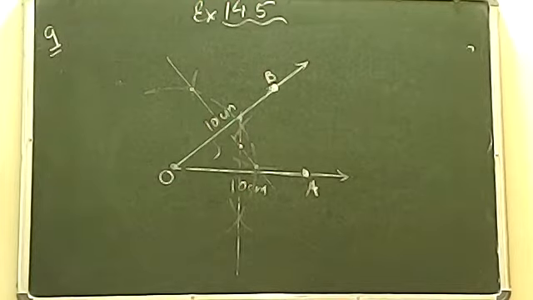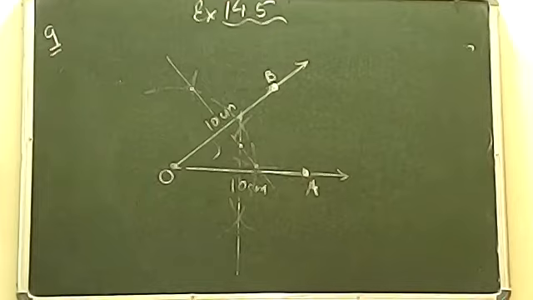Students, let me repeat the process once again, what I did. In this question, first I have made an angle with vertex O. I have made the angle in such a way that arms OA and OB are equal. Okay? I took 10 centimeter.